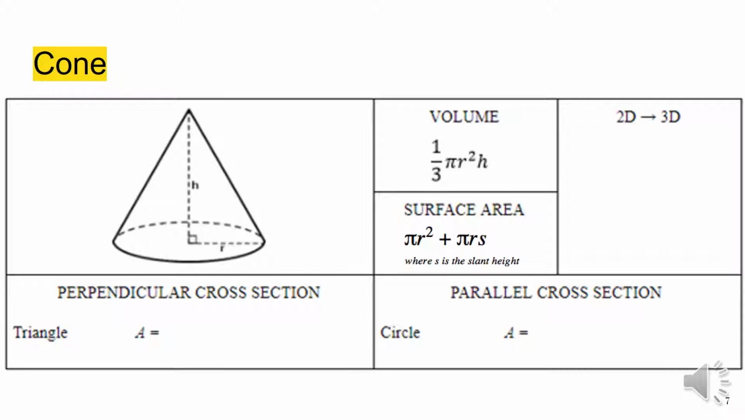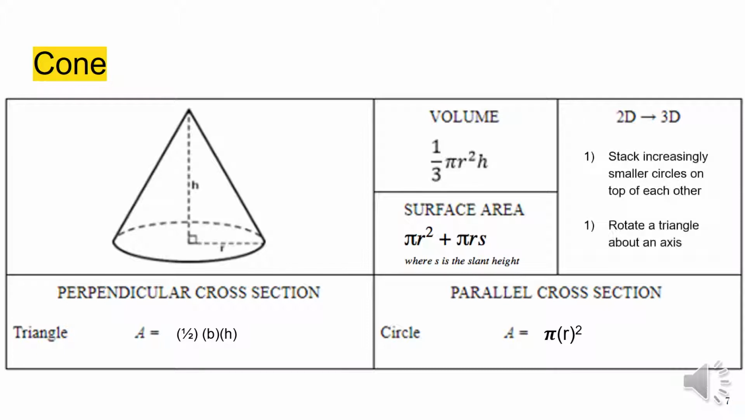If I were to cut a cone perpendicularly, or up and down, I would get a triangle. And if I were to cut it left and right, you would see a circle. Similarly to a pyramid, if I wanted to create a cone from two-dimensional shapes, I could stack increasingly smaller circles on top of each other. So I could stack a quarter, on top of that a nickel, on top of that a penny, and on top of that a dime, and that would create the general idea of a cone-shaped object.